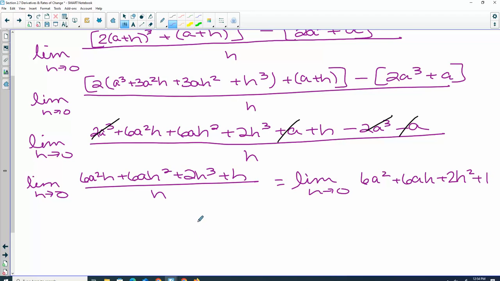And now if h goes to 0, what do we get out? 6a squared plus 6a. 6a squared, no, the 6a would go away because h is going to 0. No, you still have... Oh, they multiply. You are correct. So it'd be 6a squared plus 1.